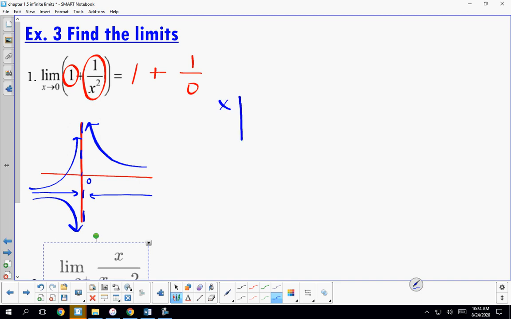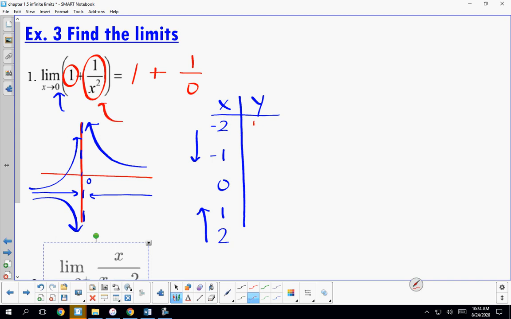So the easiest way is to make a table. And since we're approaching 0, we'll have 0 in the center. And we'll get close to 0 from the right and from the left. So if I plug -2 into this function, I'm going to get 1 over 4. And if I plug -1, I'll get 1 over 1. So as I'm approaching 0 from the left-hand side, it's getting bigger. It's approaching infinity. If I plug in 1 to my function, I get 1.